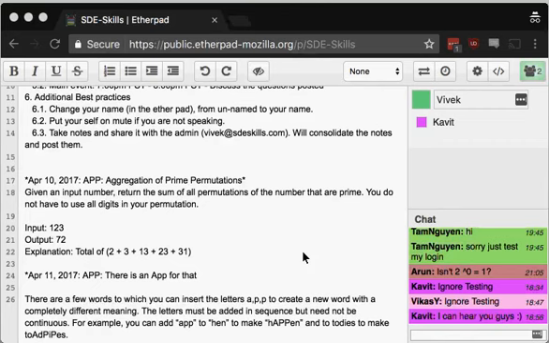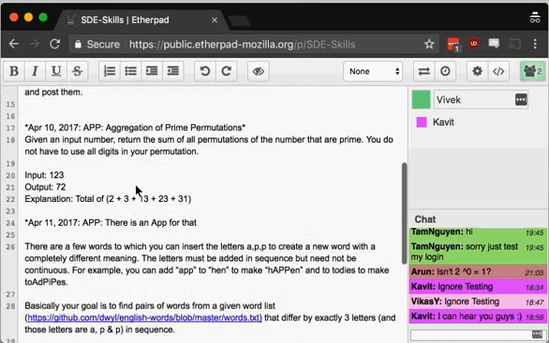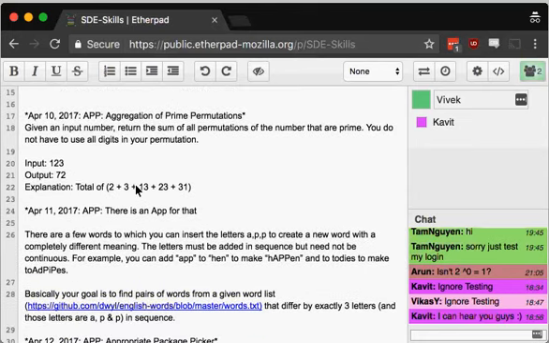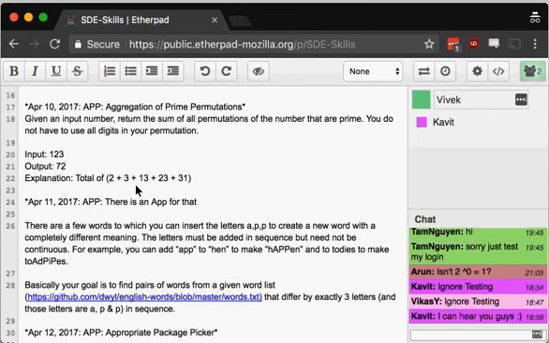All right, so what we will be doing today is essentially going through the 4 questions that we had. The theme for this week is app, and we just picked a random theme and we're going to get going. So the first question is the first app, essentially aggregation of prime permutations.